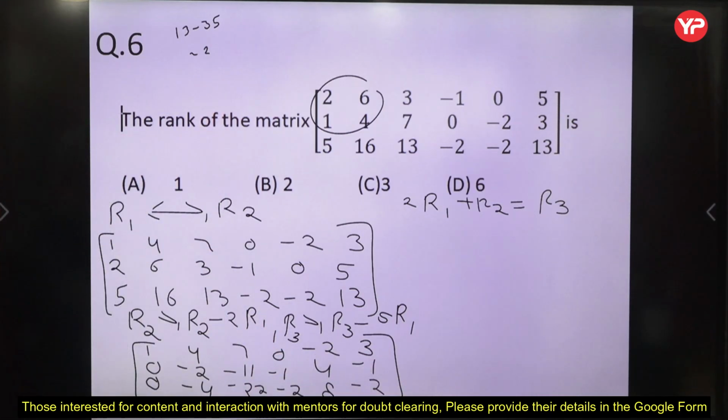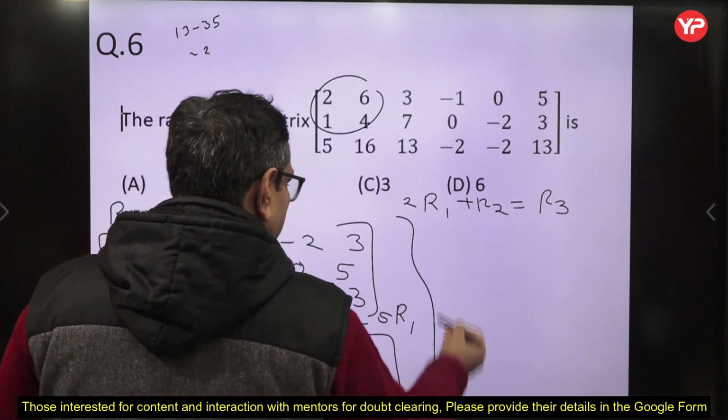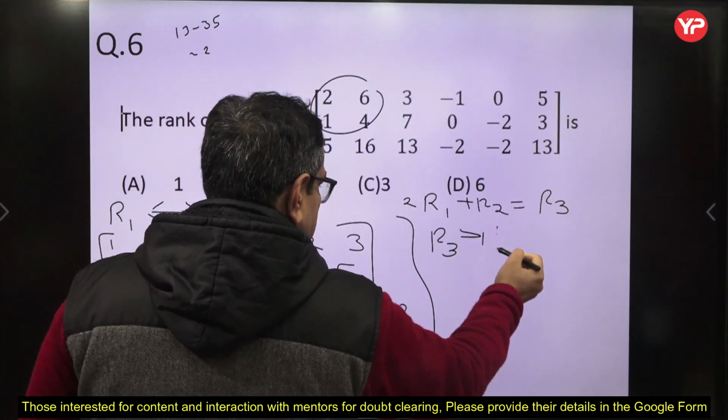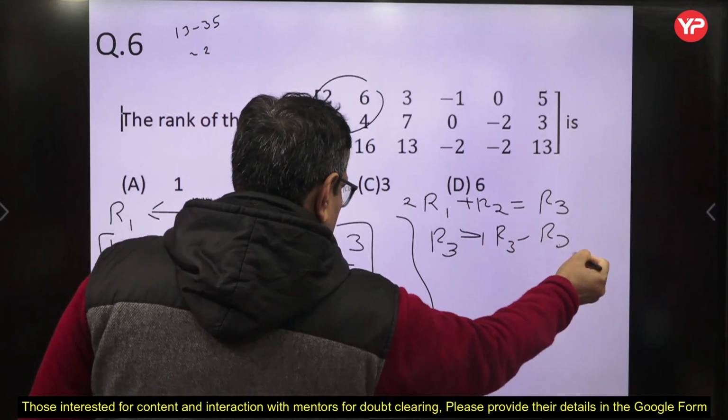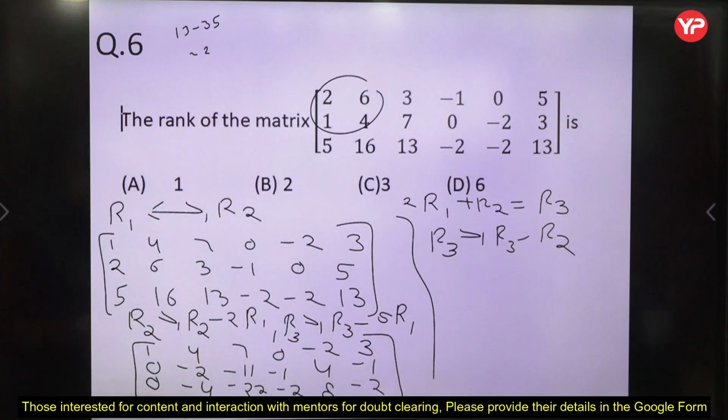So what we see, the last two rows are proportional, so we can make the last row a 0 row. If we apply now R3 as R3 minus R2, the last entire row will become 0 and we will get echelon form in which the number of non-zero rows will be 2, so rank will be 2. So using both approaches we can compute the answer. Now let us move to the next question.